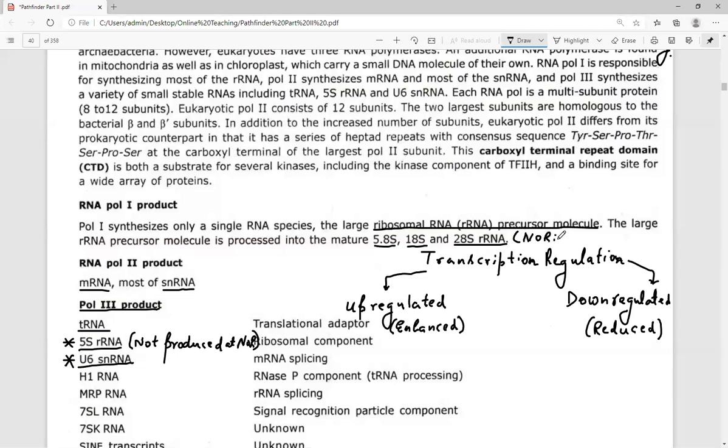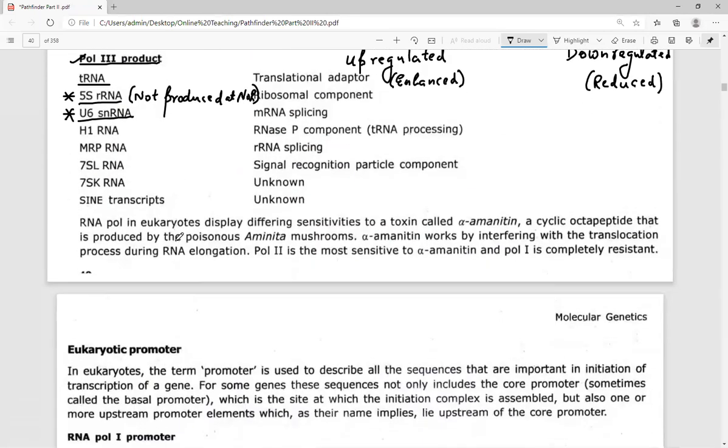And this nucleolar organizing region is present on chromosomes 13, 14, 15, 21, and 22. These are the regions where the RNA polymerase 1 products are going to be produced. RNA polymerase second will produce mRNA as well as snRNA. RNA polymerase third will produce tRNA, 5S rRNA, and U6 snRNA. These are the different products that could be produced. Any doubt, any problem? You just ask.